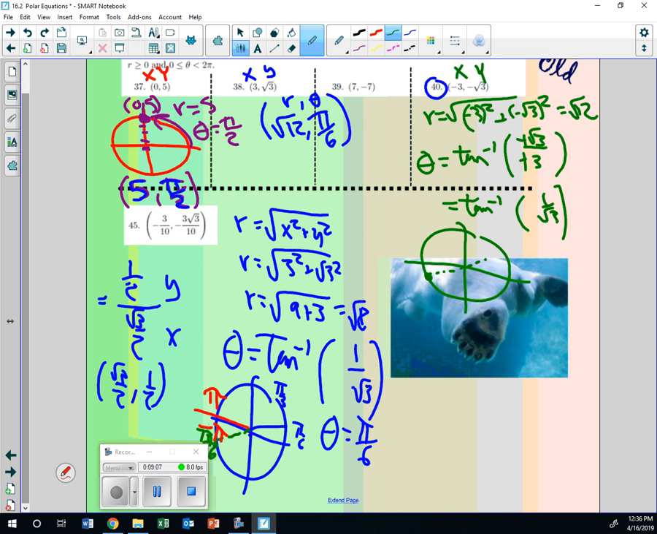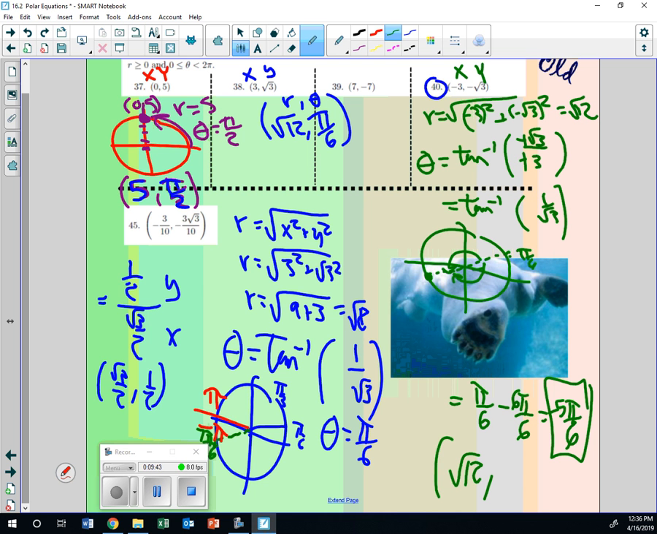Well, the reason is that when you do inverse tangent, it's going to give you negative pi over 2 to pi over 2. So this pi over 6 is really what for this coordinate? Yeah, you're going to just subtract pi, and that's going to give you pi over 6 minus 6 pi over 6, which is negative 5 pi over 6. This coordinate is going to be square root of 12, negative 5 pi over 6.